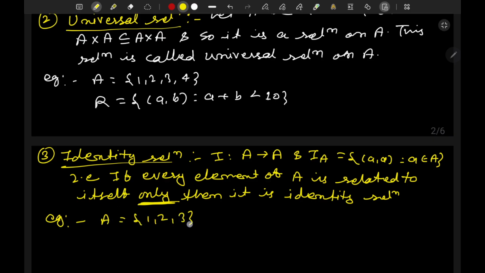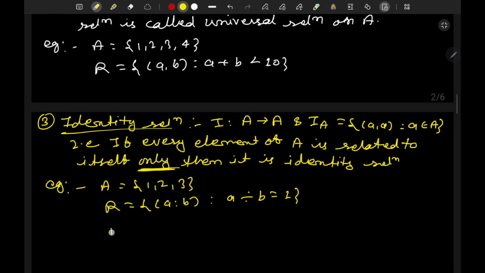Now an example: 1, 2, 3 and the relation (a, b) where a divided by b equals 1. This gives 1, 1; 2, 2; 3, 3. Only itself, no other element can be included, otherwise other elements are in the set. So this is an identity relation.